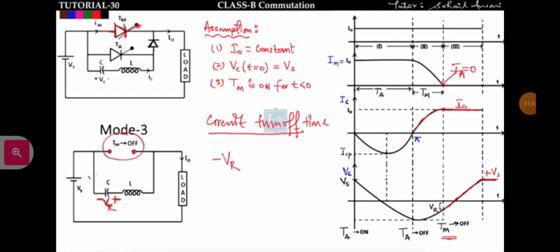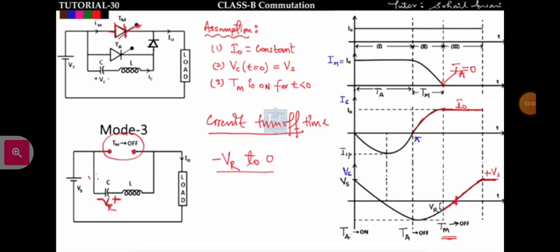When this capacitor voltage goes from minus VR to 0, till then only the voltage drop across the main thyristor will be negative, and circuit turn off time is defined as the time for which this thyristor is in reverse bias. For how much time will this thyristor be in reverse bias? When the voltage drop across this capacitor is negative, for that time the main thyristor will be in reverse bias. Is it fine? So the main thyristor is reverse biased from minus VR to 0.